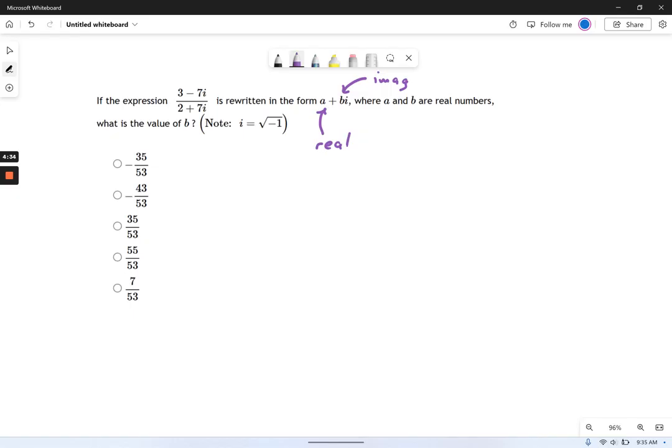So we need to know, for this problem, what's the imaginary part, right? That's what it's asking for. What is b? So the way we're going to do this is to rationalize this expression. Watch what I'm about to write. I'm just going to write (3 minus 7i)/(2 plus 7i). Okay, that's the original that we started with.